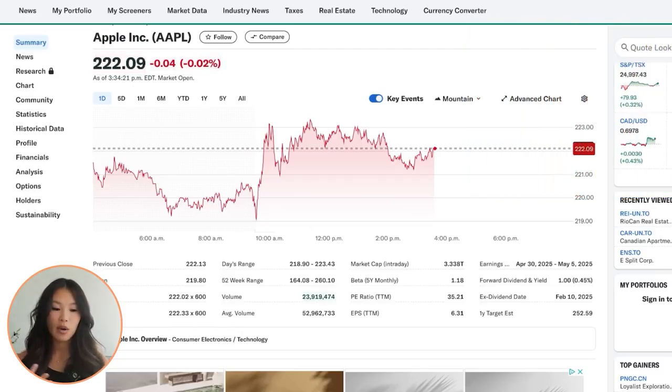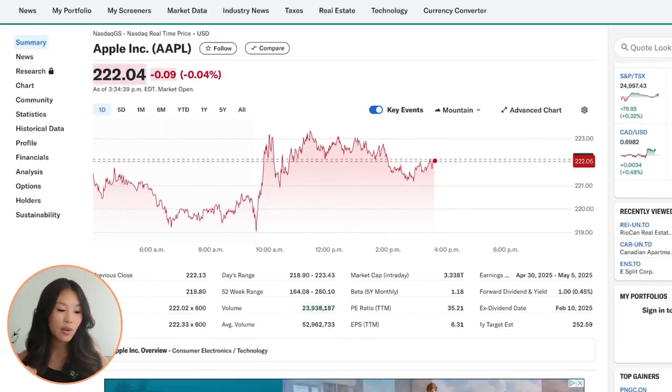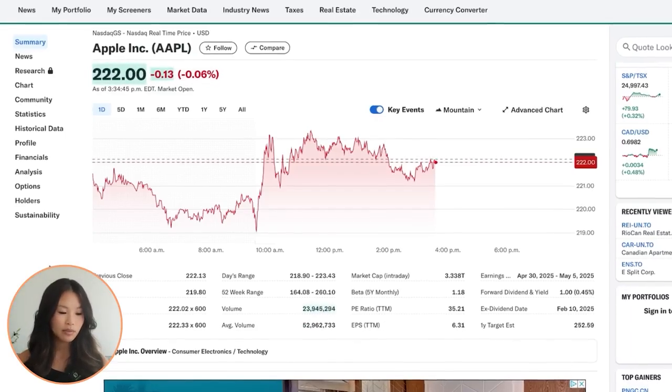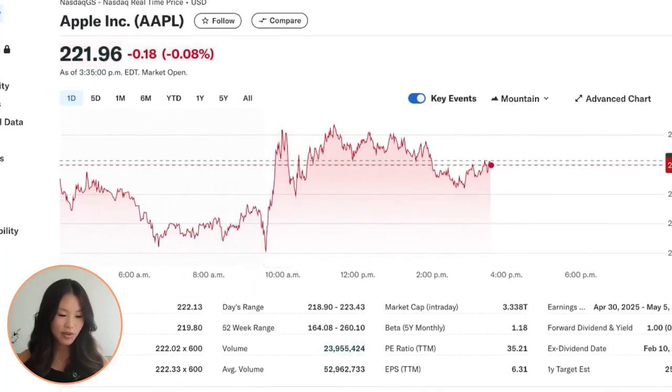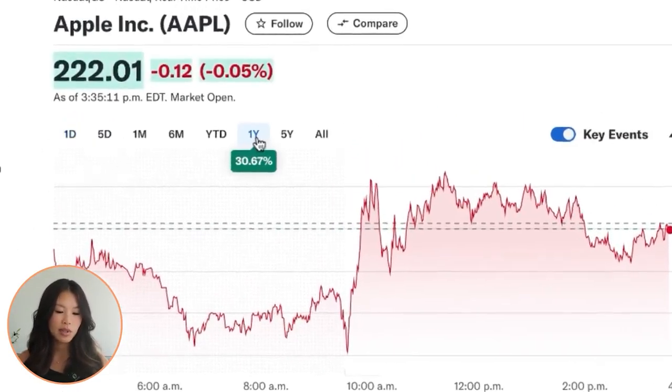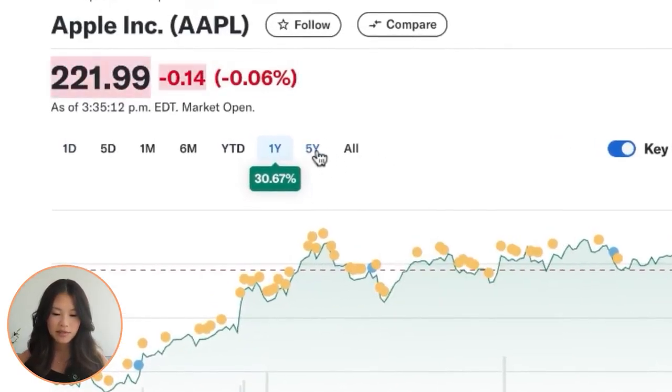Now that you know how to use Yahoo Finance, let's get into the real tutorial, how to read the stock chart. Part 2, reading the 1-year and 5-year stock charts. Let's continue with Apple's stock page as our example. Right below the current stock price, you'll see the stock chart. By default, it usually shows the 1-day price movement, but we're investing for the long term. So I want you to click on the 1Y, which means 1 year, and then 5Y means 5 years.